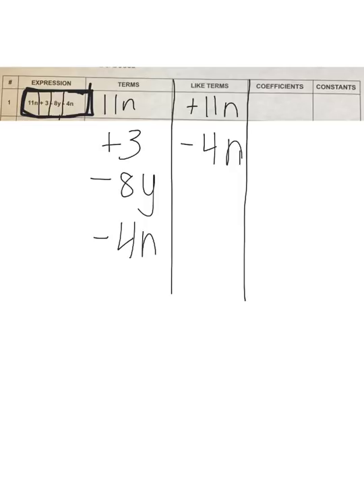Our coefficients are a number that multiplies a variable. So remember, it's our number in front of our variable. So we have a positive 11, we have a negative 8, and a negative 4. And then our constant is a value that does not change, and it's a term without a variable. So our constant is just positive 3.